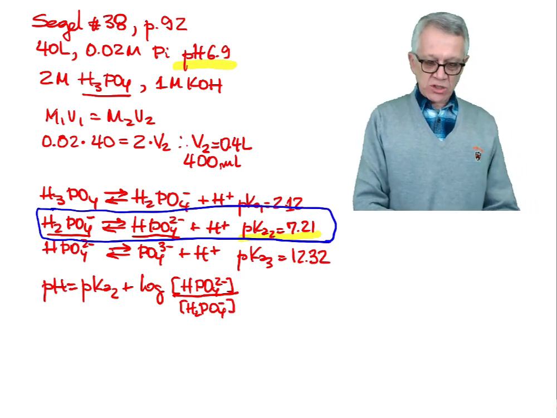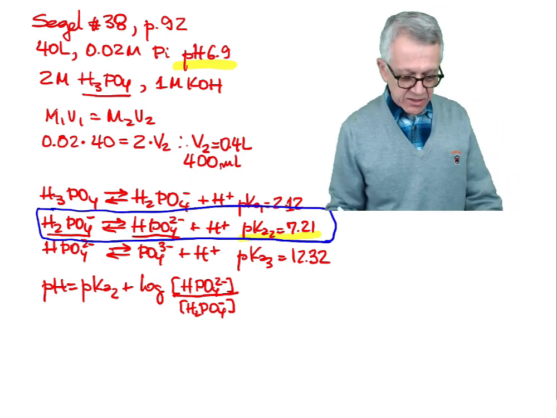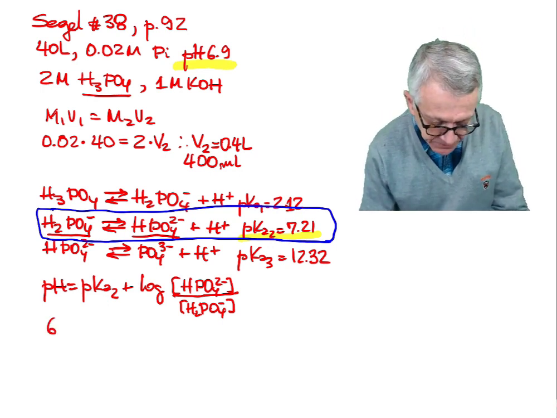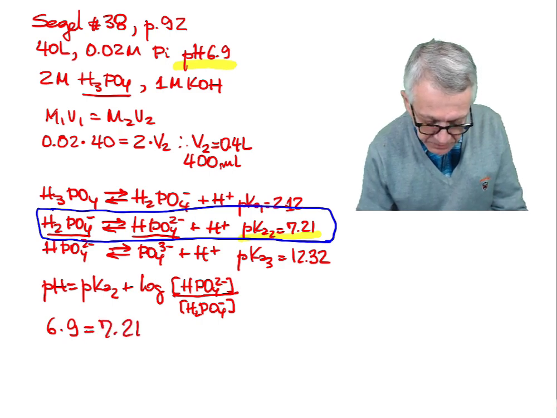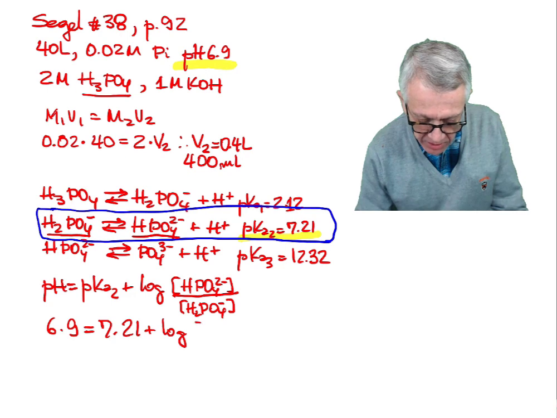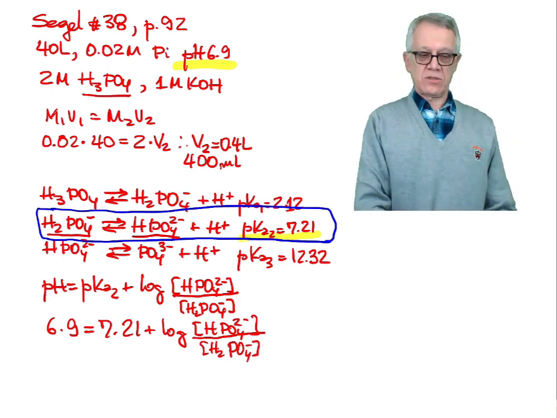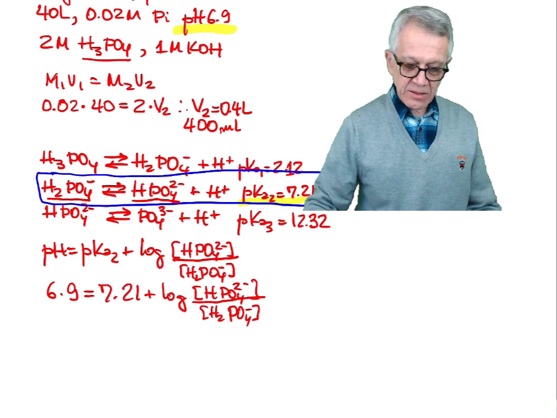Okay, so we just plug in the numbers and calculate that. So let's do that. Let's plug in the numbers and calculate this. So pH is 6.9, pKa is 7.21. So now we can calculate the log of the concentration of HPO4 2 minus over the concentration of H2PO4 minus.